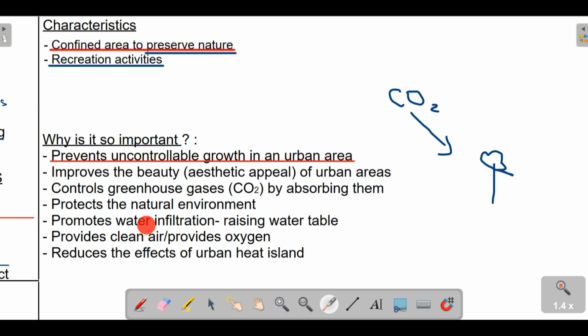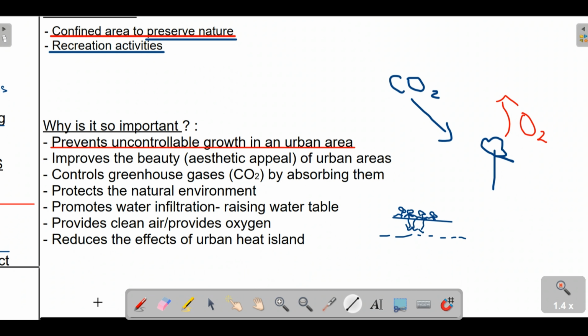It promotes water infiltration, therefore raising the water table. So because there's a lot of vegetation, guys, as we learned from geomorphology, a lot of vegetation basically slows down surface runoff, and now all this vegetation holds this water in one position so that it can infiltrate, and therefore this raises that water table. This provides clean air or provides oxygen. So we know that through photosynthesis, vegetation takes in carbon dioxide and produces oxygen, which is what we need. So that's what we mean by providing clean air or providing oxygen. So trees, vegetation are of utmost importance, guys.